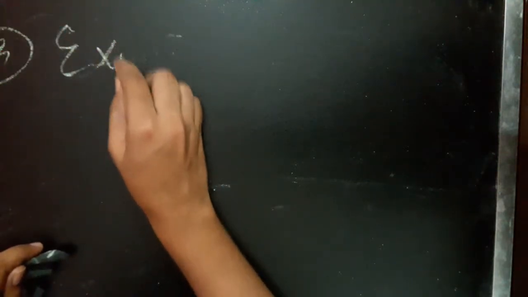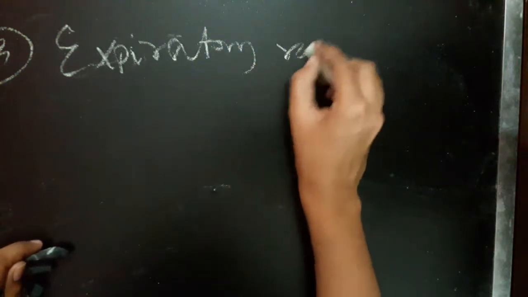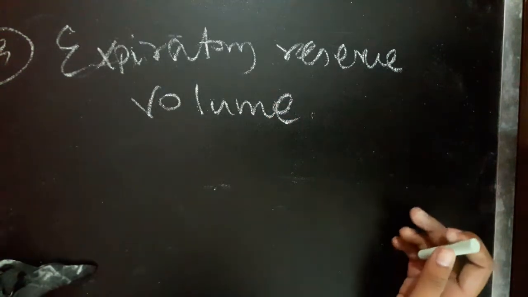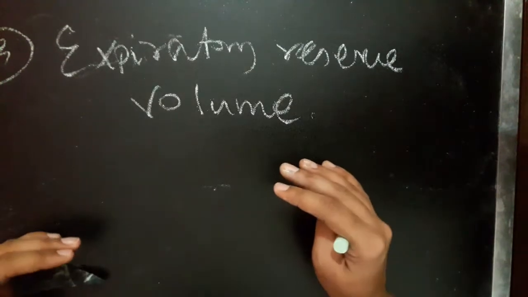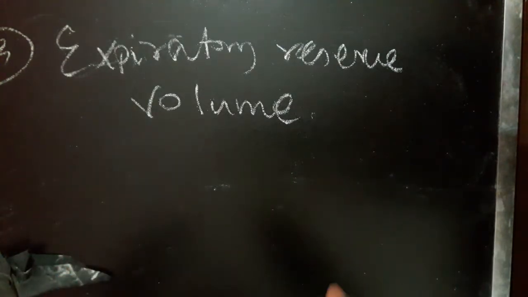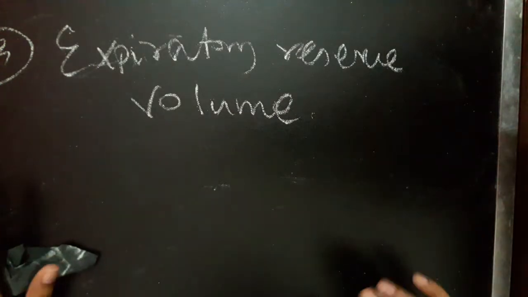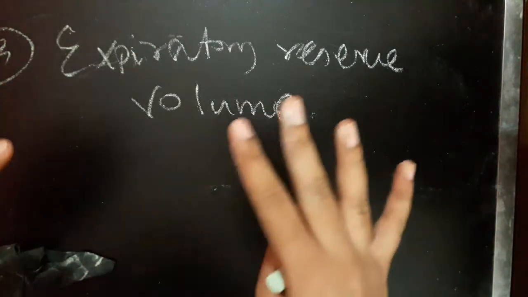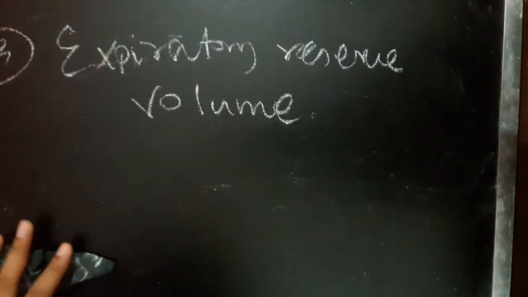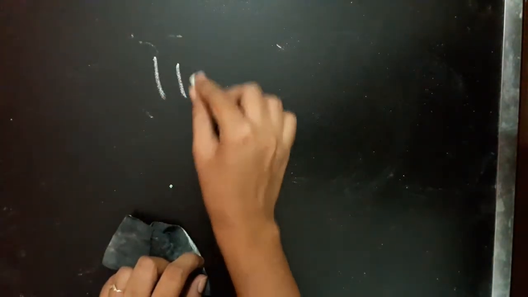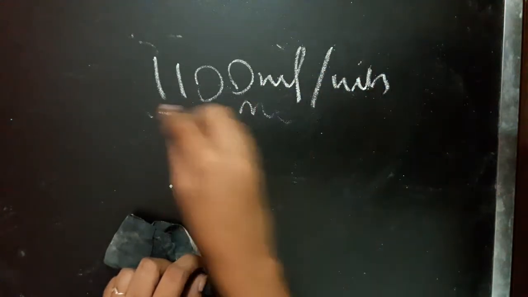The third volume is the opposite of inspiratory reserve volume, which is your expiratory reserve volume. This is the amount of air that you will expire after you have expired your tidal volume. After you're done expiring your normal breath volume, you give out the extra amount of air that you could with as much force as you can. If you're done expiring your tidal volume and then you put on some extra effort, that is your expiratory reserve volume, which is equivalent to 1100 milliliter per minute.